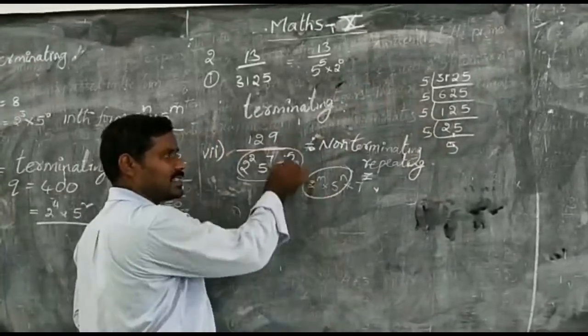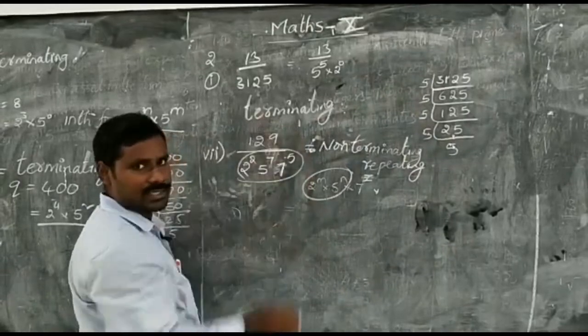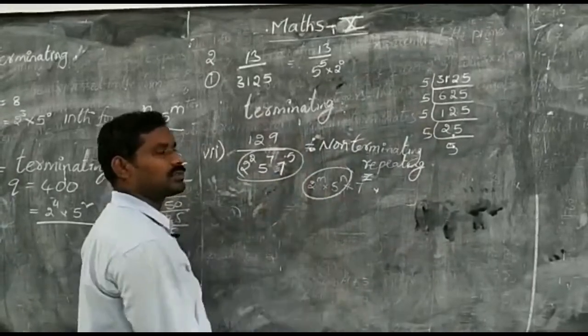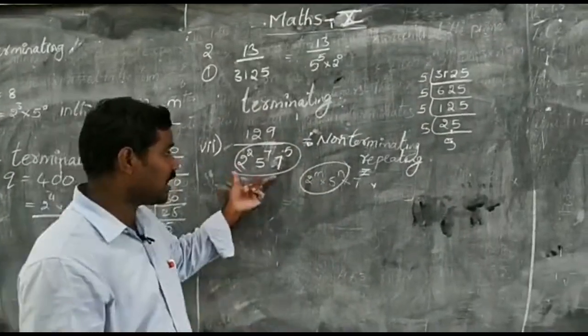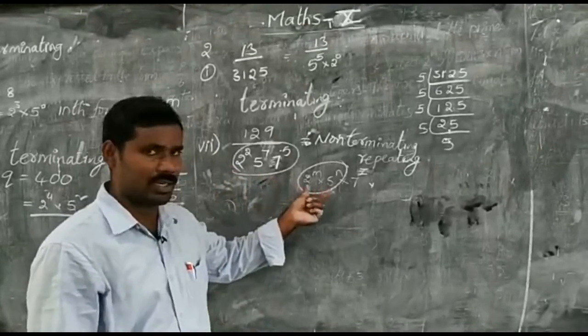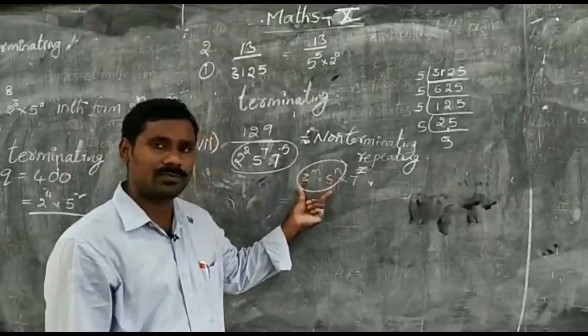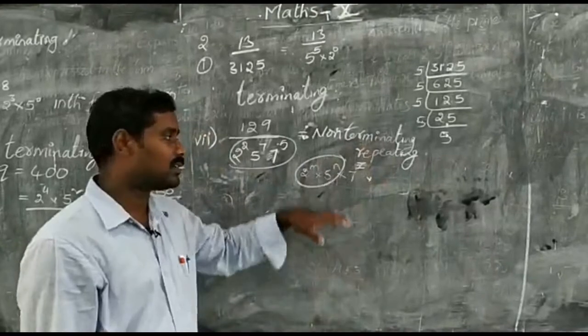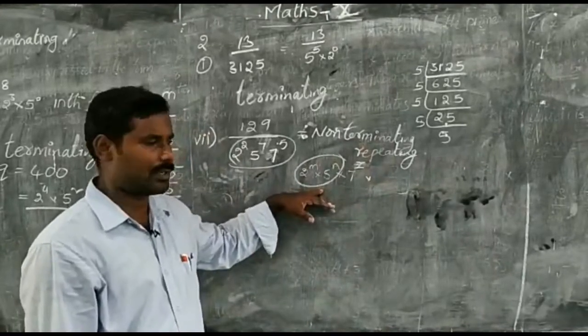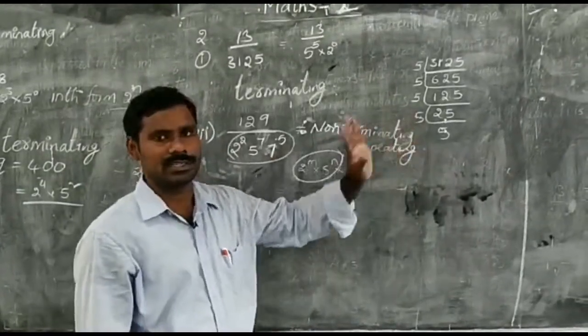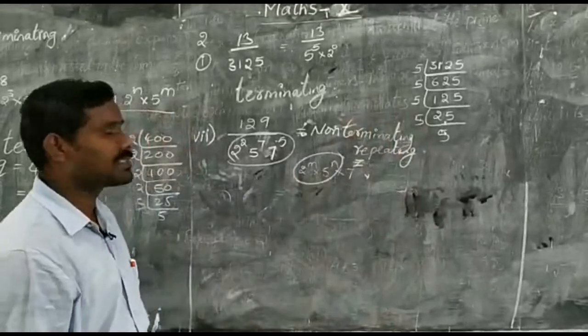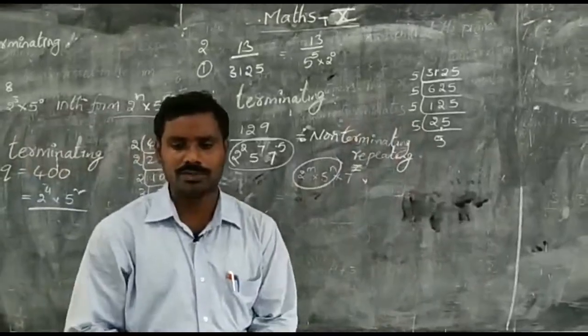If there is any cancellation, first you have to cancel the number. After that you have to check whether the denominator is of the form 2 power m into 5 power n or not. If it is of the form 2 power m into 5 power n, write terminating. If not in the form of 2 power n into 5 power m, write non-terminating repeating decimal. Like this you have to complete the second Roman also. Now we are going to the third Roman.